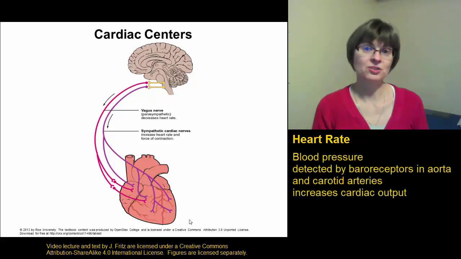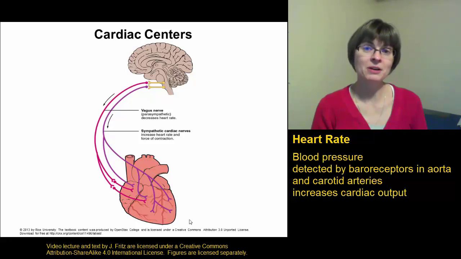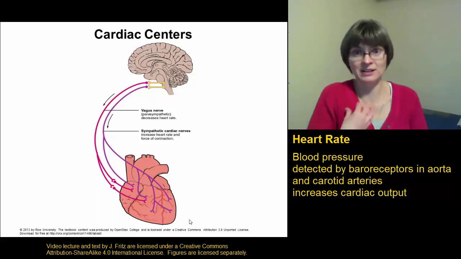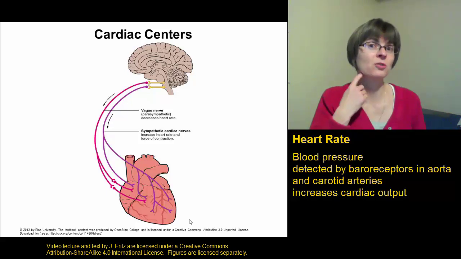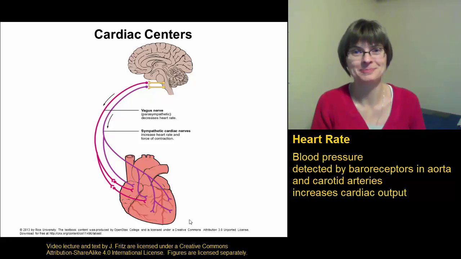Another important body condition that affects your heart rate is your blood pressure. Your blood pressure actually helps to regulate your heart rate. Your blood pressure is detected by special receptors called baroreceptors found in your aorta and in your carotid arteries. These are important places to detect blood pressure because it's detecting the pressure of the blood when it first comes out of the heart, gives you an idea of how much pressure you have to carry blood through the body, and it also detects the pressure of the blood going up to the brain because it's pretty important to get adequate blood flow to your brain.